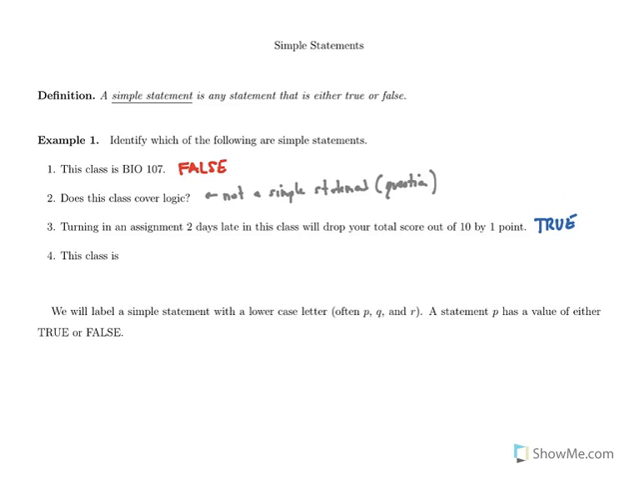And then the last one is not a typo. It's this class is. It's not a complete thought. It's not a complete sentence. So therefore, it is not a simple statement. So these first two are simple. The 1 and 3 and 2 and 4 are not simple. Right? This is not a complete thought.